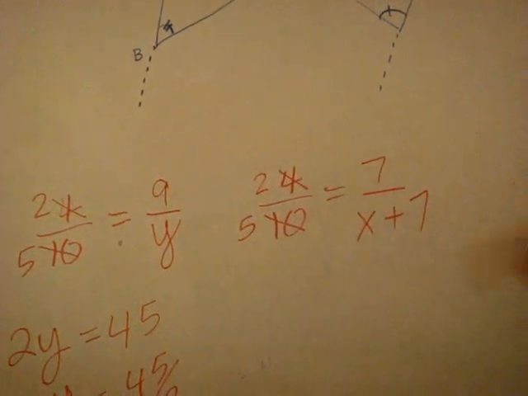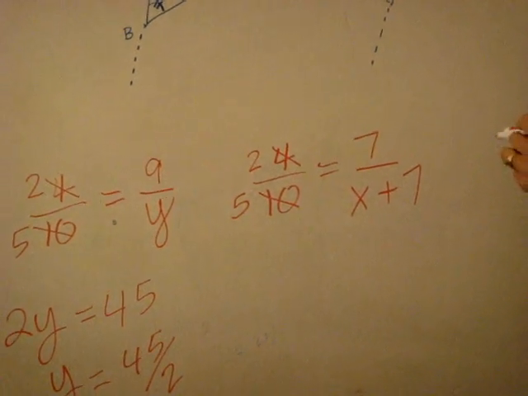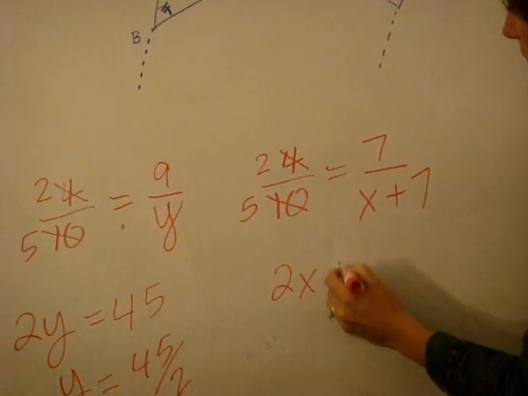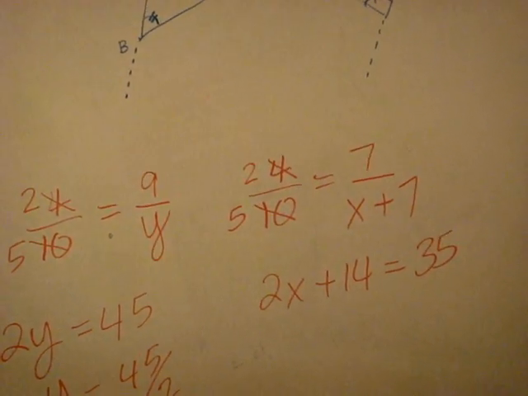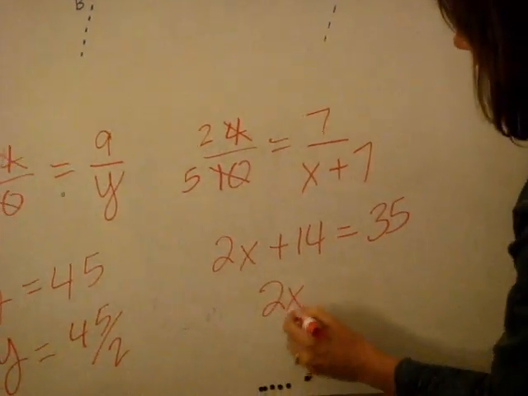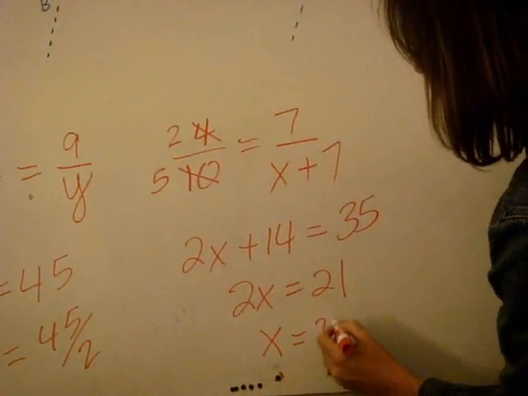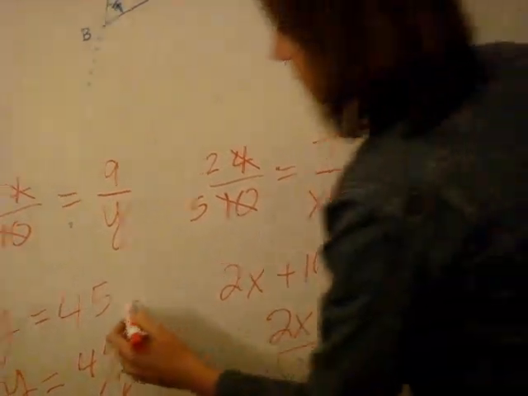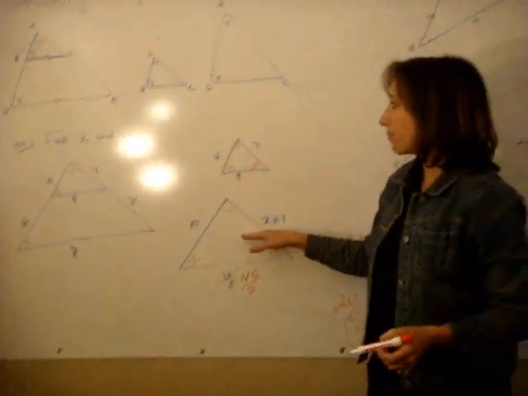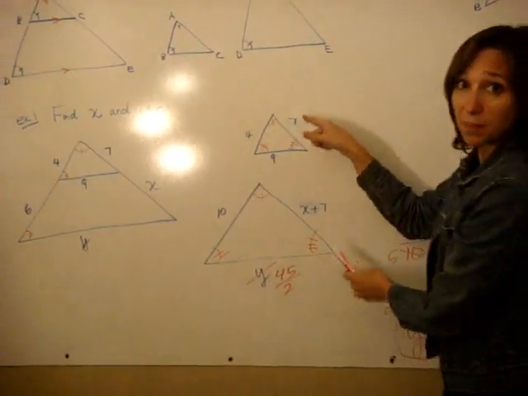And once again, we're going to cross multiply. This time you have to take the 2 times the X and the 2 times the 7, the distributive property. So we're going to get 2X plus 14 equals, 5 times 7 is 35. We're going to subtract 14 from both sides, so we're going to get 2X equals 21. Divide both sides by 2, and we get X equals 21 over 2. And these are our two answers. So just remember, when you're doing these overlapping triangles, just separate your triangles out and match your sides. Make sure your angles are going the same direction, and then the sides are going to be proportional.